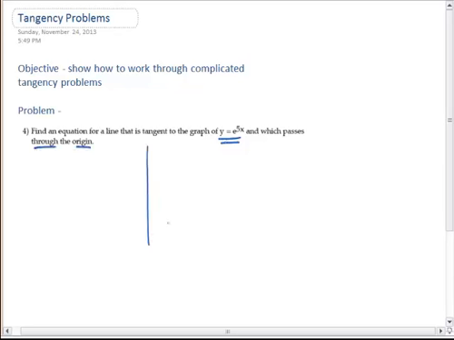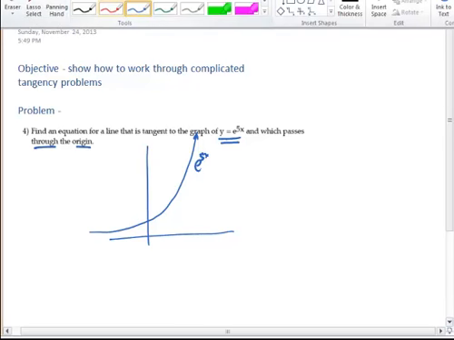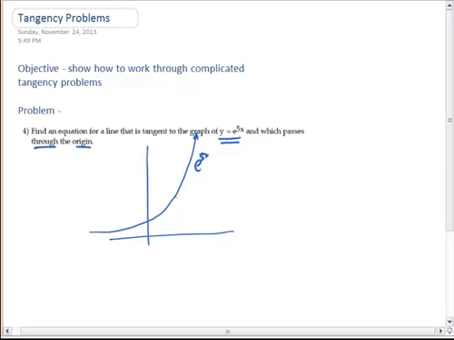So I'm just going to draw a quick graphical representation of this, just to get an idea of what's happening. Here's e to the 5x, and I have a point of tangency for a line that goes through the origin. Right at this point of tangency, the thing that we have to remember is that the x value, the y value, and the slope are all the same value for that point of tangency. We're going to use this to our advantage in solving the problem.